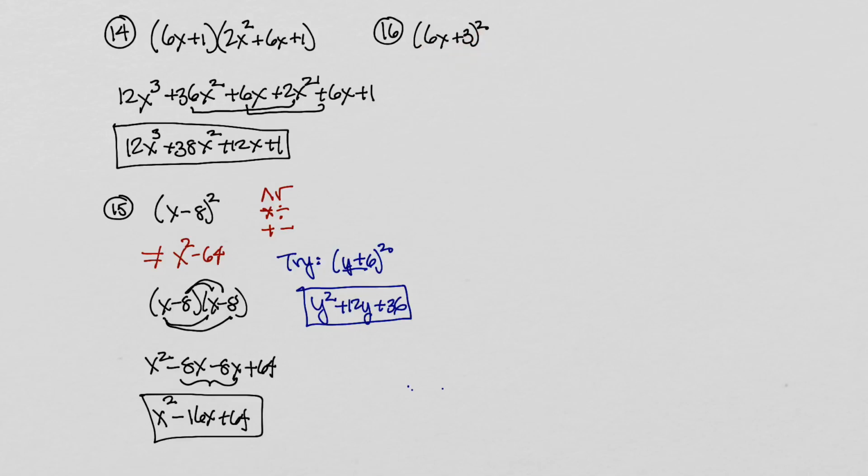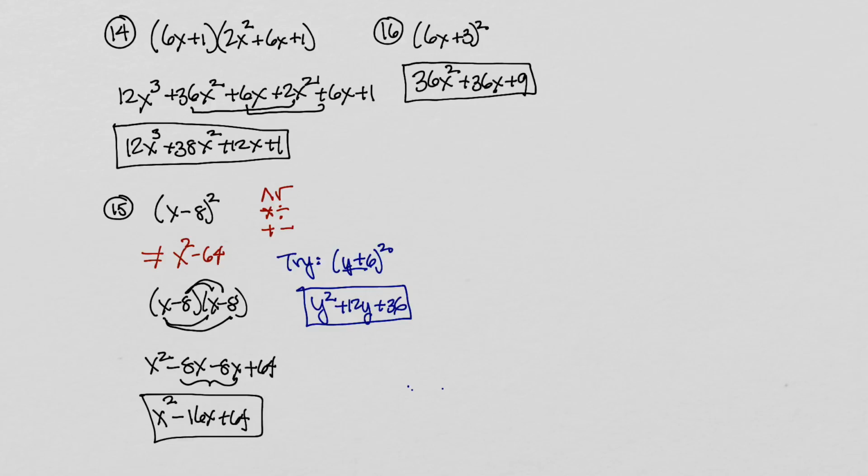We square the first term, 36x squared. Now multiply these together and double it. I'll get 18x, but if I double 18x, I get 36x, and then square the last. So if I square the last, I'm now at a 9.